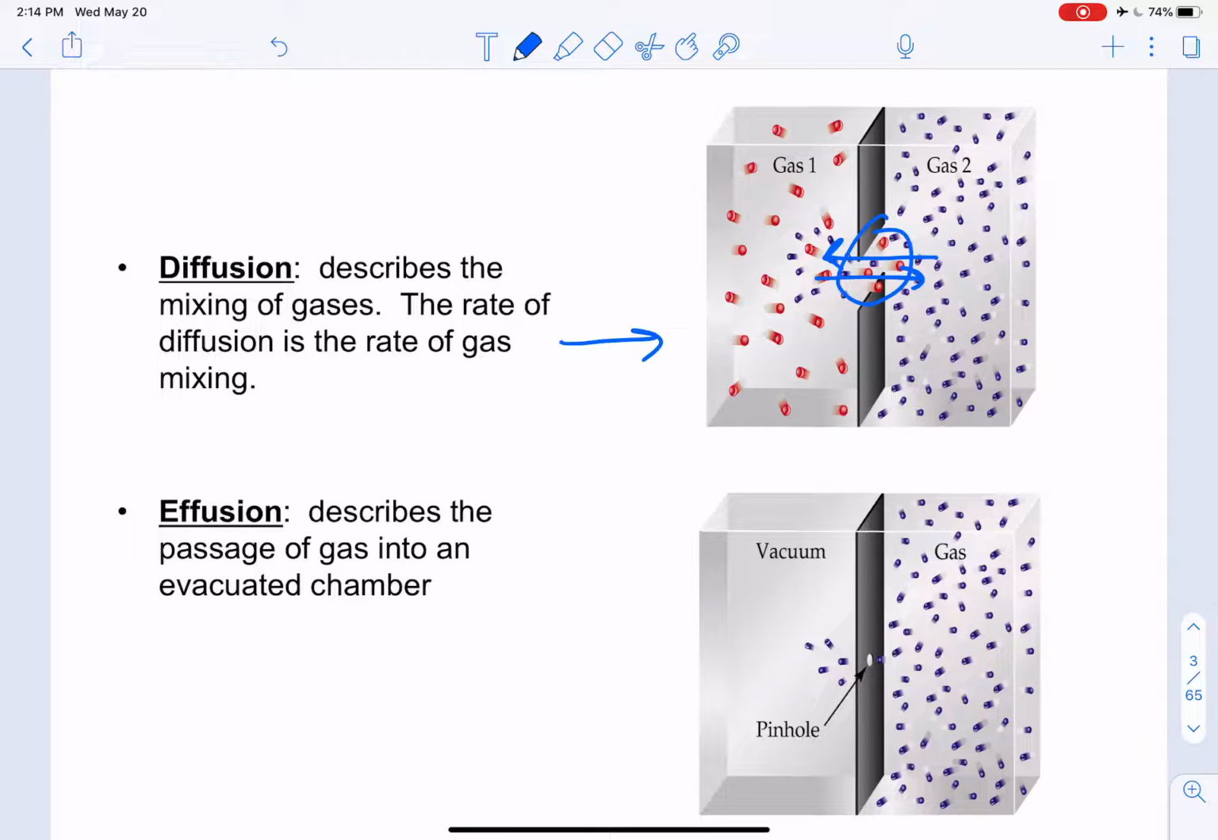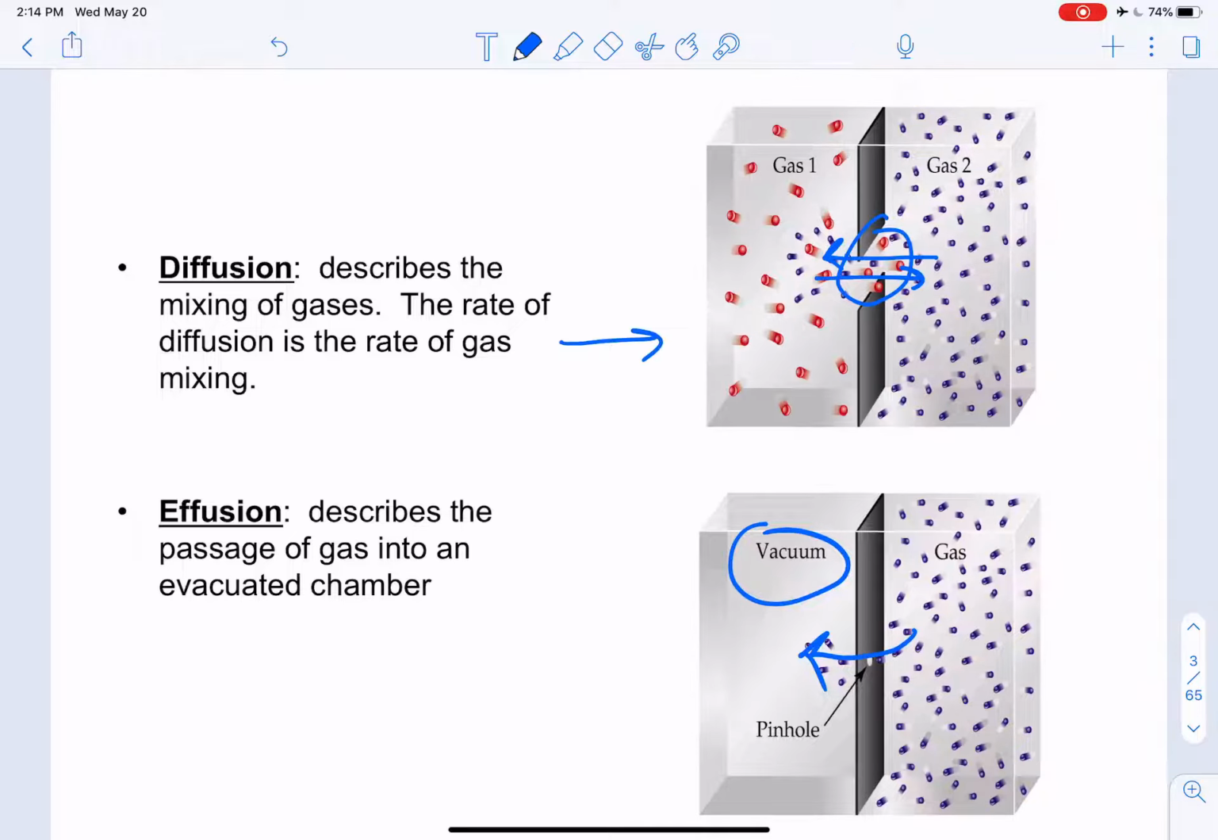And yeah, that's diffusion. Now, effusion isn't all that different. We just have nothing on one side. So right here it says vacuum, which just means there's nothing there. It doesn't mean a vacuum cleaner like a Dyson or a Hoover. It means nothing. And then you open it up and the gas will spontaneously move into the other side until you have constant concentrations of that gas on each side.